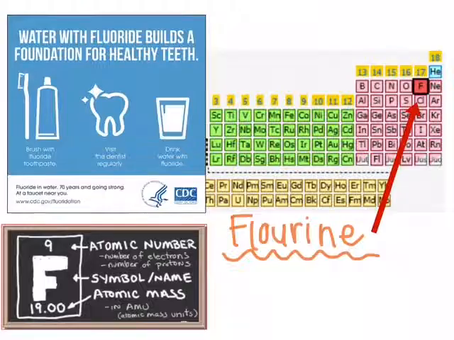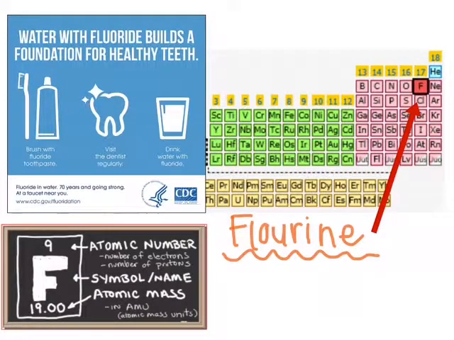So let's do one more example of finding the protons, electrons, and neutrons in an element. Let's use the example of fluorine, which is right here in group 17. Fluorine is a cool element because it's also found in your toothpaste as well as in your drinking water. A lot of city water is treated with fluoride to help with dental hygiene.